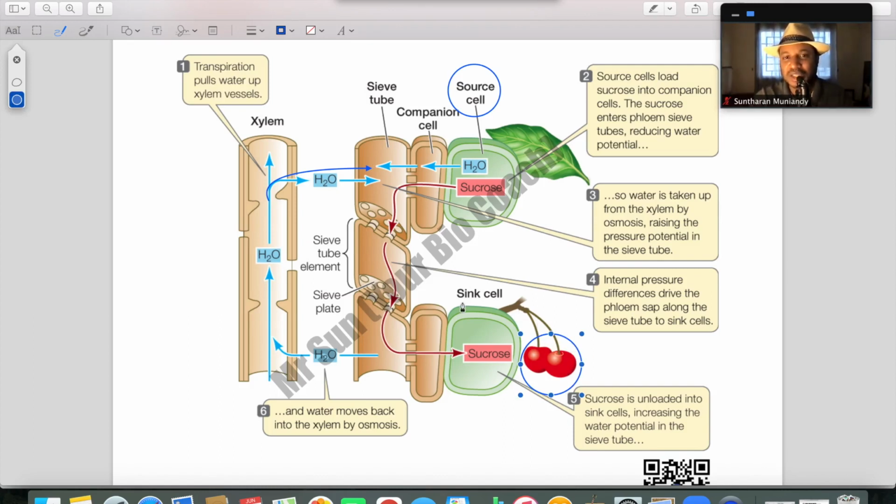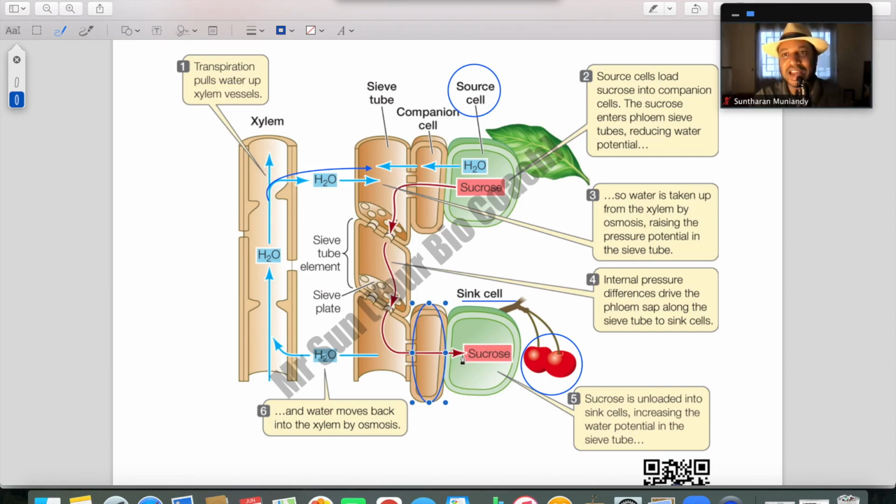So this is what you call the sink cell. The sink cell means the sucrose is going to sink there. The carbons are going to sink inside this particular organ, which is known as fruit, or it can be tubers, roots, and so on. Okay, so these fruits here need sucrose. So what happens? Again, your companion cell, this companion cell here, will be conducting active transport, transporting the sucrose from the sieve tube into the sink cell via active transport.